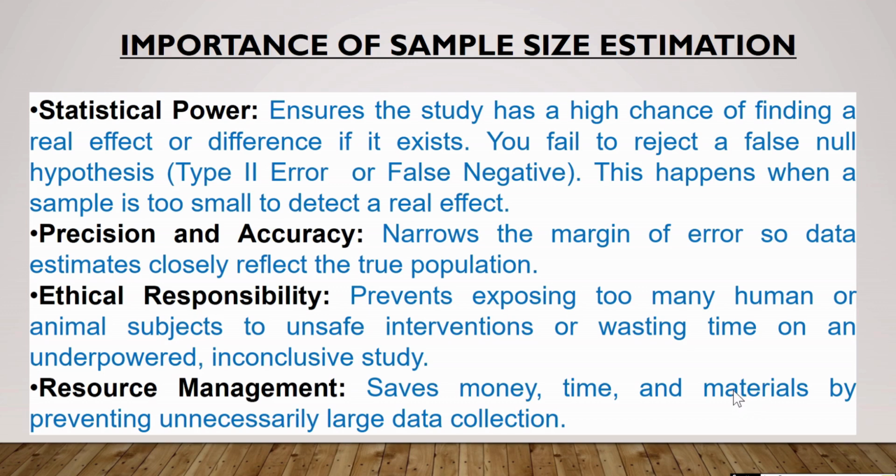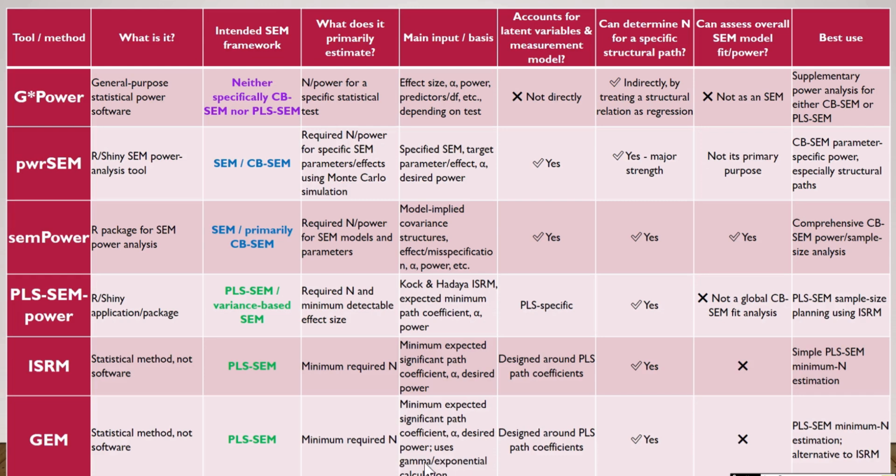Now we move on to these methods and see what is the difference between all these methods and when to use which one. This is a beautiful chart which I have put in so that you can understand the entire concept of using G power, PowerSEM, SEMpower, PLS-SEM power, and the ISRM technique and gamma exponential method.